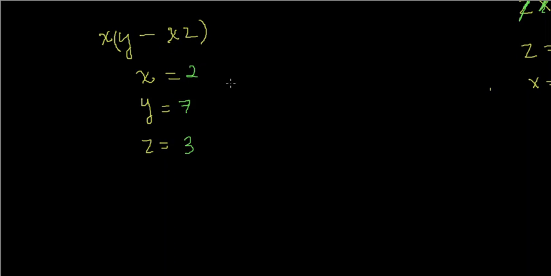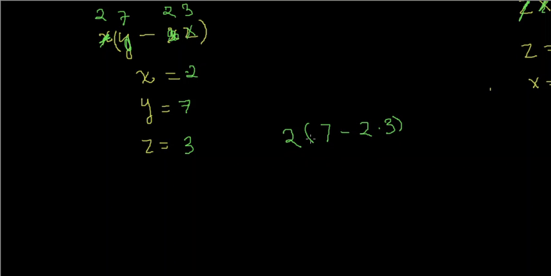So like we said before, we have to change all these variables to numbers. Each x is going to be equal to 2. This is also going to be equal to 2. So y is equal to 7. Let's make this a 7. And let's rewrite this as a 3. Now this just looks very, very complicated. So let's rewrite this: 2 parentheses 7 minus 2 times 3.